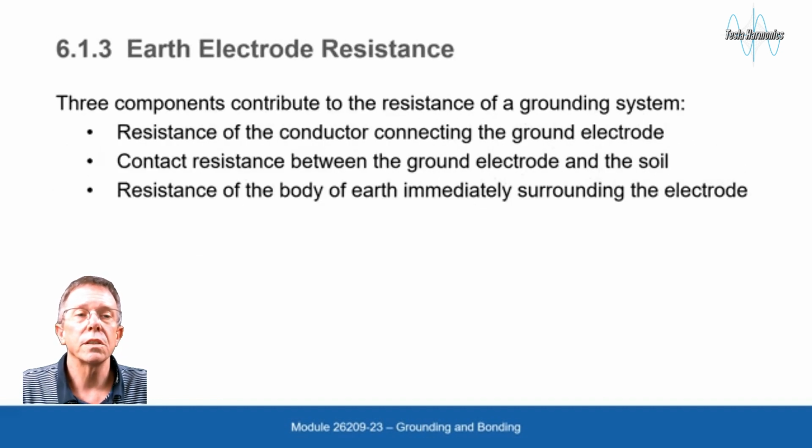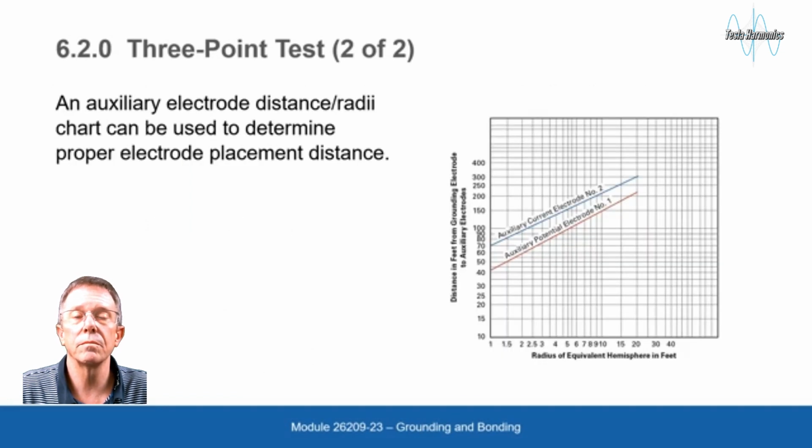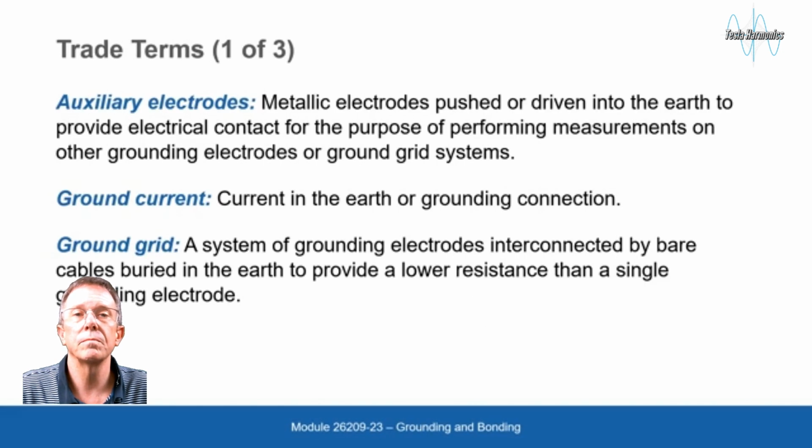Earth electrode resistance. Three components contribute to the resistance of a grounding system: resistance of the conductor connecting the ground electrode, contact resistance between the ground electrode and the soil, and resistance of the body of earth immediately surrounding the electrode. To properly measure ground resistance, the ground tester electrodes must be spaced sufficiently. An auxiliary electrode distance chart can be used to determine proper electrode placement distance.